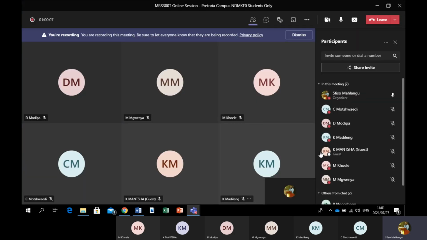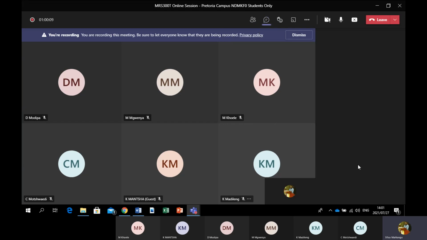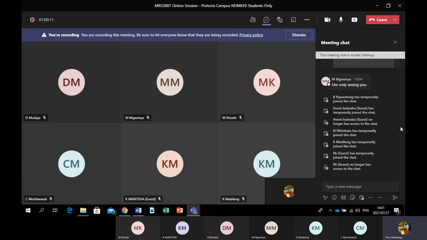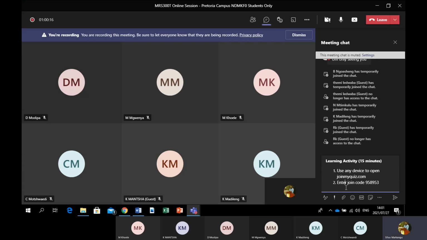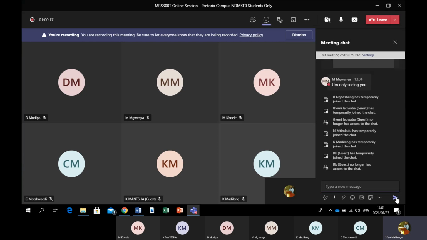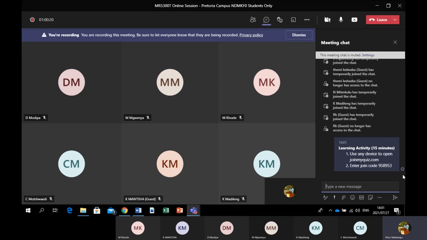So let me quickly paste that in the chat box here. There is no case study for this, it's just a multiple choice question. So you don't need to read the study, you can just join the game immediately. I'm going to start immediately as well. As soon as you join, you should appear on the leaderboard or the scoreboard.